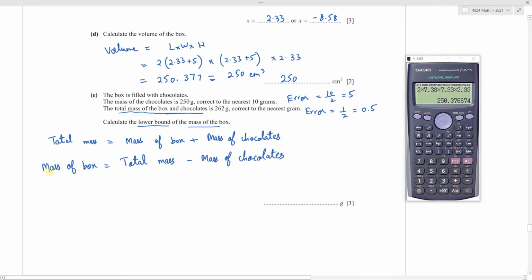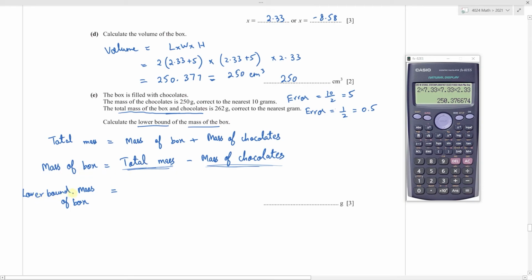Now you have to find the lower bound mass of box. So what will be the lower bound mass of box? We have to find the minimum possible value, which is the lower bound. To get the minimum, if this value is minimum and I'm subtracting this from this, I have to subtract the maximum possible number from the smallest possible value to get the smallest possible mass of box.